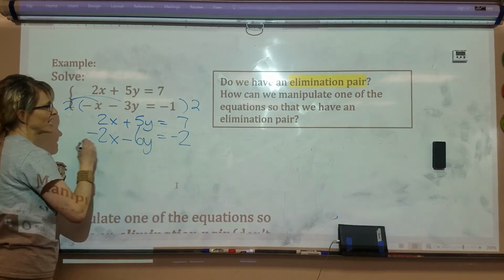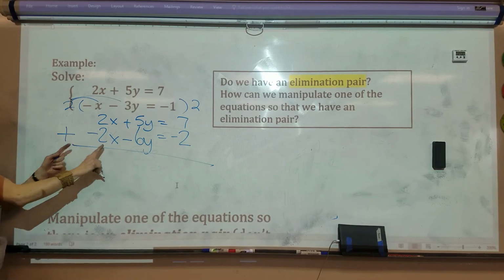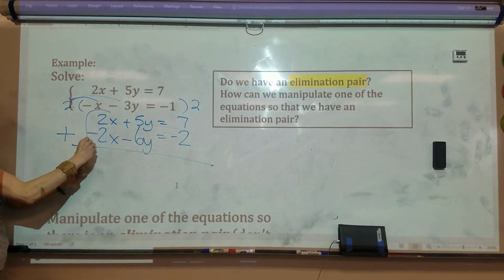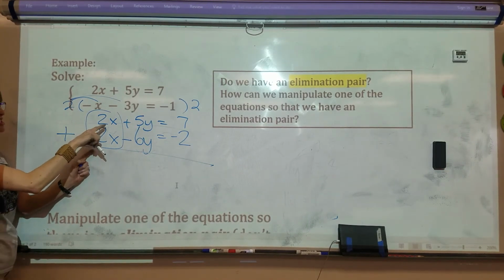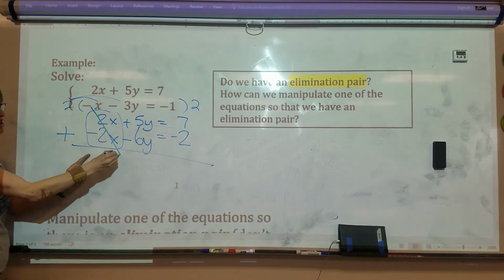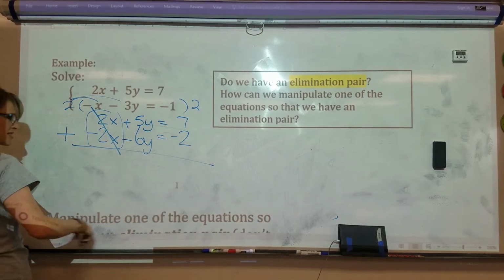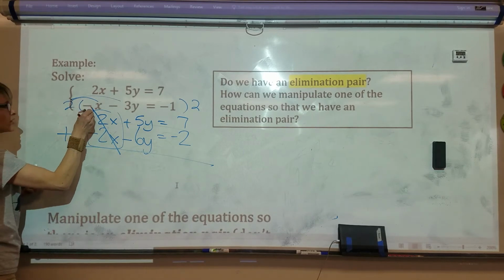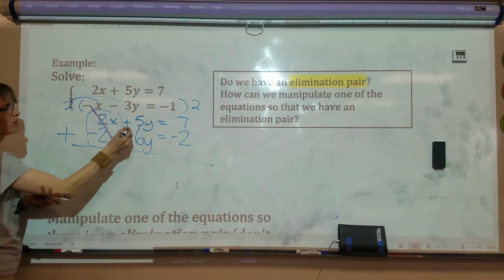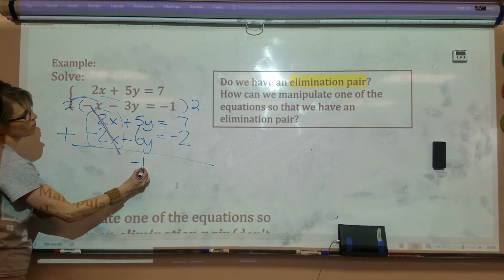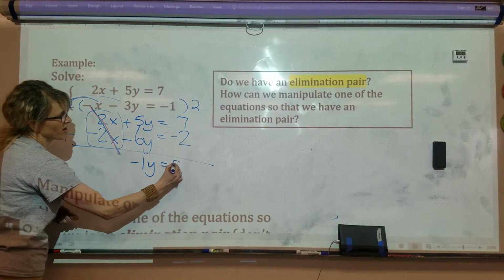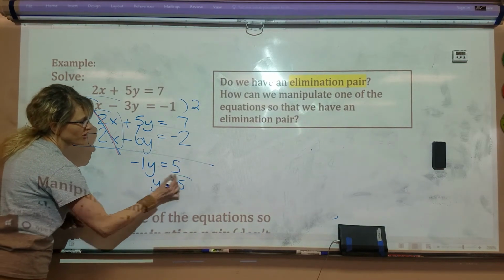I'm going to rewrite my top equation on top so that I can stack and add, because what Lucas gave us was an elimination pair. One's positive, one's negative, same coefficient. We're going to slash right through them. Use a different color so we can see it a little bit better. Okay, that gives me 5 minus 6 is negative 1y equals 5. And in one step, I just figured out what y is.